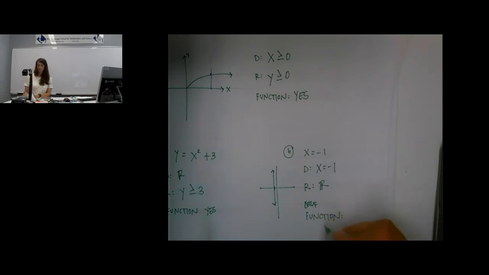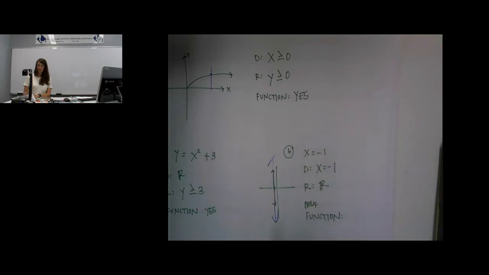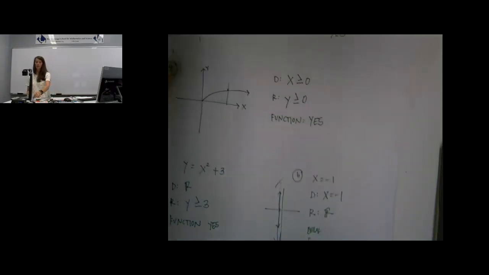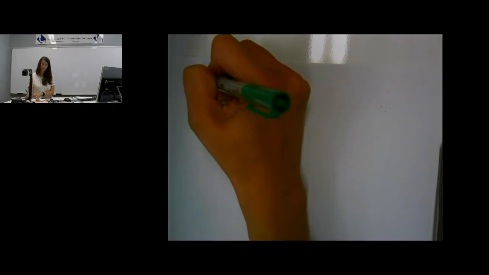And is this one a function? If I was to draw a straight line through it, it touches it in a lot of places. So no, this one is not a function. Okay? So that is our functions and our domains and our ranges and looking at functions. Now we're going to talk a little bit about evaluating functions.